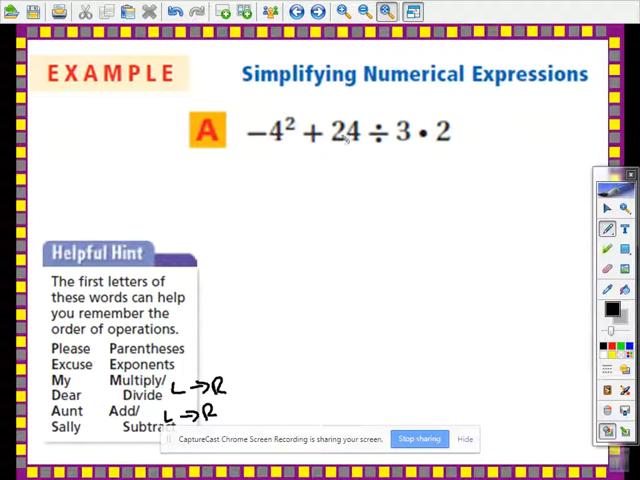So let's look at an example. There are no parentheses or grouping symbols, so the next thing is exponents. I do have an exponent here. Now this one is a little tricky.